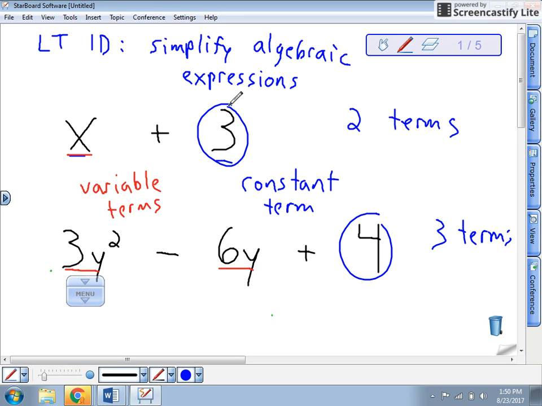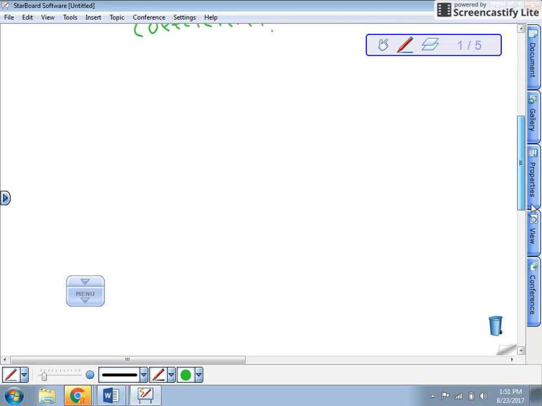No variables. And the last thing you have to understand is what a coefficient is. A coefficient, those are the numbers in front of variables. So 3 is a coefficient and 6 is a coefficient. Okay, now that we know that, we can get into the lesson. All right, the first phrase you're going to hear me use a lot is called CLT. And that stands for combine like terms.